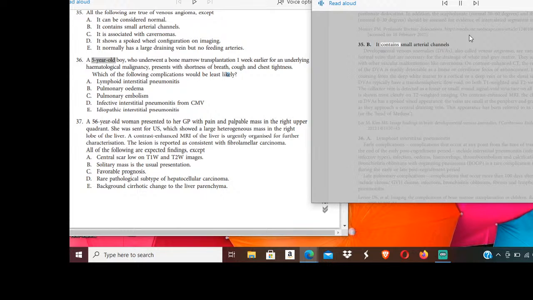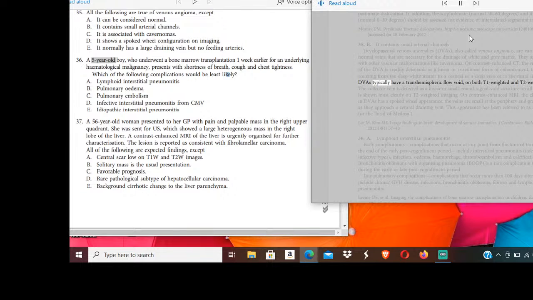35. B. It contains small arterial channels. Developmental venous anomalies, DVAs, also called venous angiomas, are variations of the normal veins that are necessary for the drainage of white and gray matter. They are associated with other vascular malformations like cavernoma. On contrast-enhanced CT, the venous collector of the DVA is readily detectable as a linear or curvilinear focus of enhancement, typically coursing from the deep white matter to a cortical or a deep vein, or to the dural sinus.